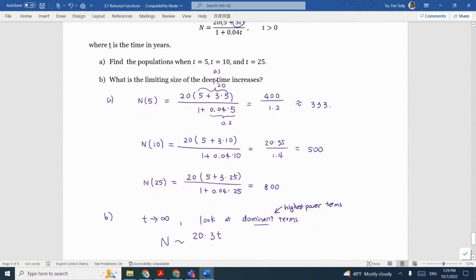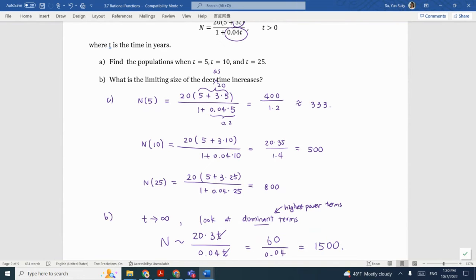And the denominator, do you see the denominator is 0.04t? Yes. So, oh, t cancel. So this is like 60 divided by 0.04. What do you get? Thank you. So that is the limiting size of the deer. Okay, when t goes to infinity, what happens? You look at the dominant terms.